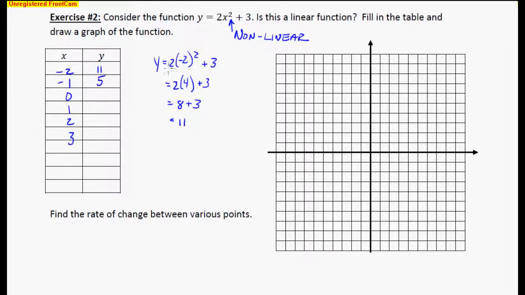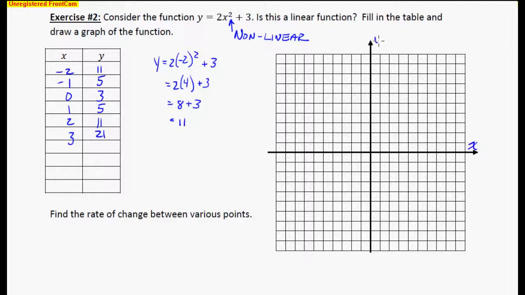All right, when I plug in a 0, I'm going to get a 3. And when I plug in a 1, I'm going to get a 5. When I plug in a 2, I'm going to get an 11. And then when I plug in a 3, and this is why I stopped at 3, I'm going to go up to 21. So that definitely is not going to fit on this graph over here.